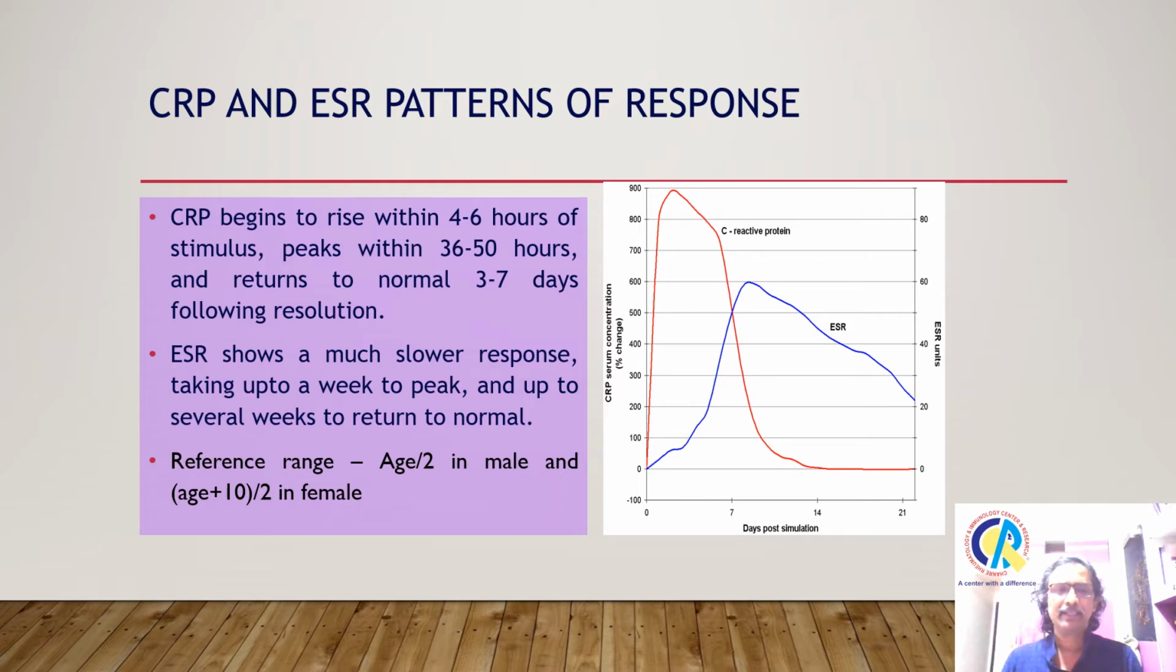In contrast, ESR is a slower response. It takes up to a week to peak and also takes several weeks to recede. We also have to modify the ESR, or we call it correction of ESR. The simplest way of looking at the normal range of ESR is age divided by 2 in case of men, and age plus 10 divided by 2 in case of females. That's how you can calculate an approximate normal value based on the age range.